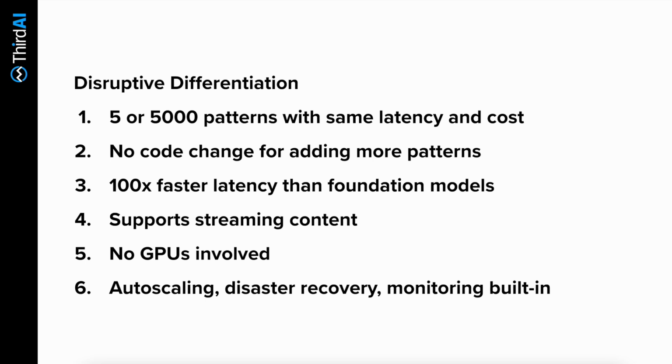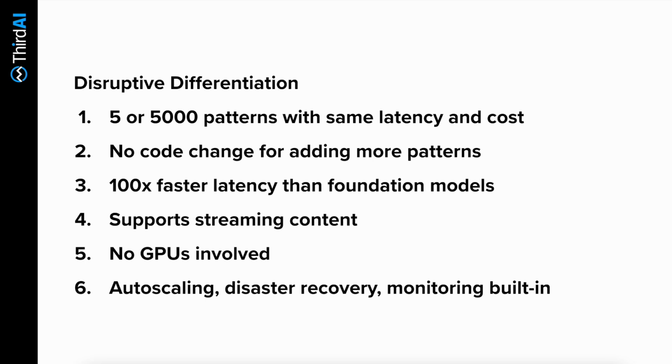Firstly, we can identify 5 or 5,000 patterns all with the same latency and cost. It's an unprecedented scalability in terms of the number of patterns that you want to detect. It's because it's just a neural network, not a for loop with a bunch of regular expressions. Second, there's no code change needed for adding more patterns. You can swap the AI model while keeping the old code. Nothing changes, and this AI-first way of doing this is very clean.